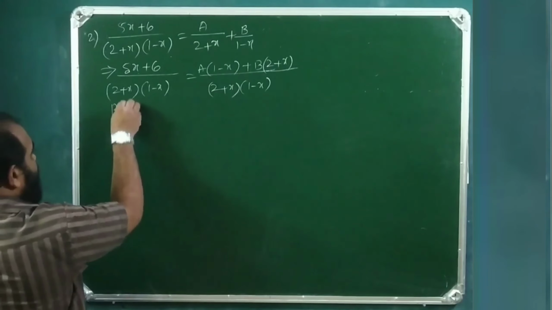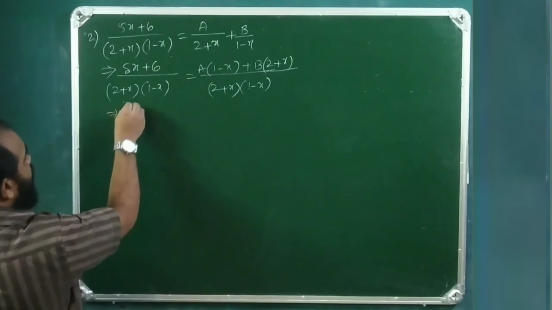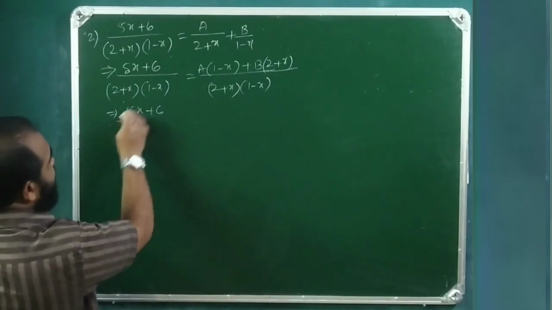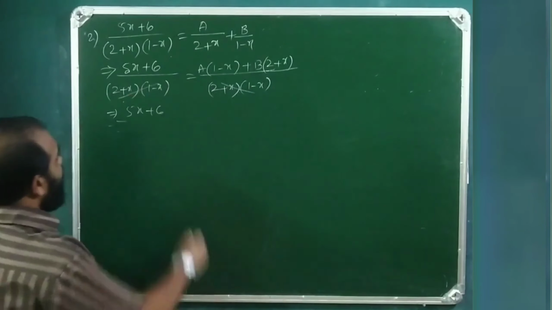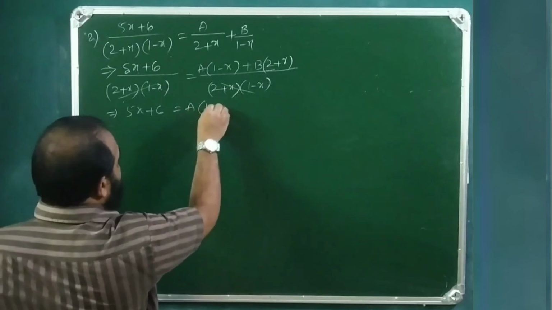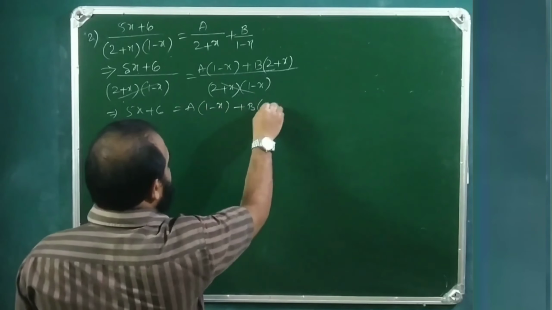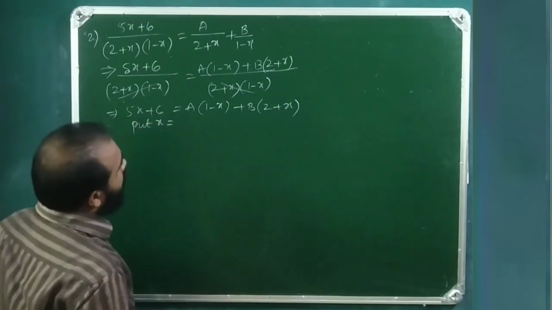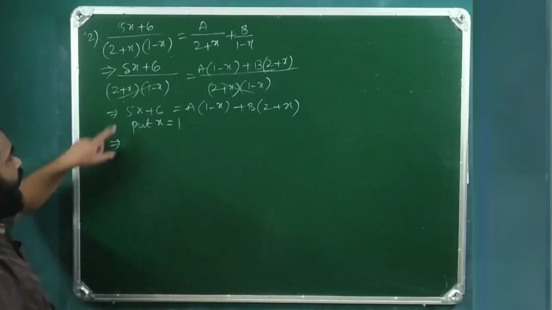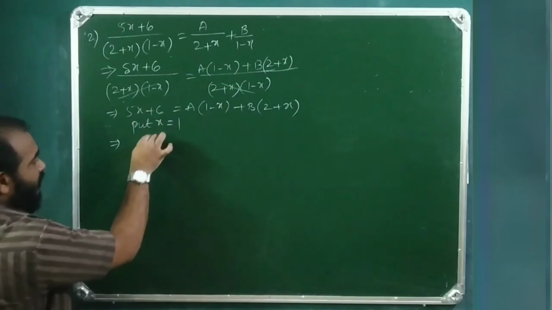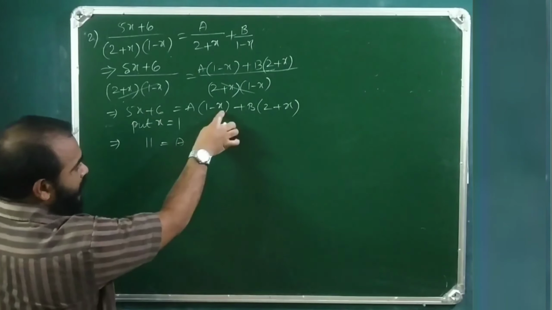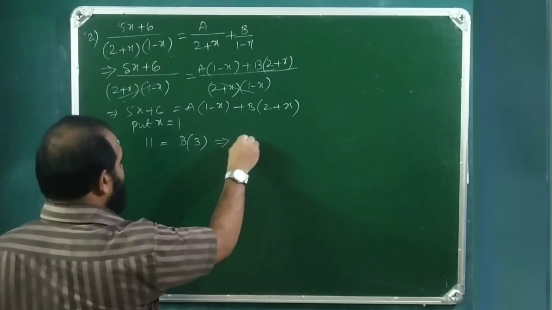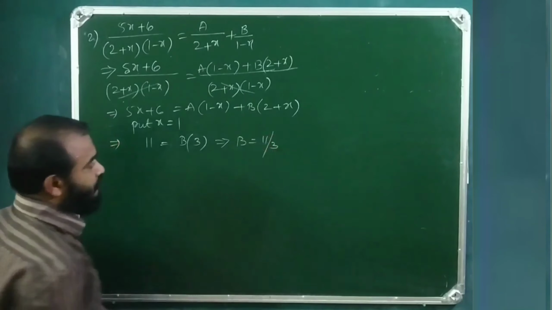Put x equals 1. Here the denominators cancel, so 5x plus 6 equals A into (1 minus x) plus B into (2 plus x). So put x equals 1. 5 ones are 5, plus 6 is 11. A into (1 minus 1) is 0. B into (2 plus 1) is 3. From this, B equals 11 by 3.